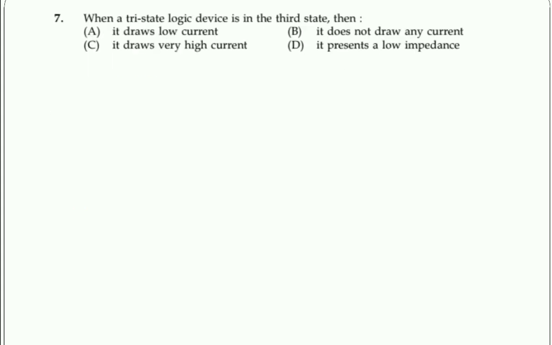Next one. When a tri-state logic device is in the third state, then it draws low current. It doesn't draw any current. It draws very high current. It represents a low impedance. Okay. So normally we have only two states for a particular logical device, that is on and off. Then what is this tri-state logic?